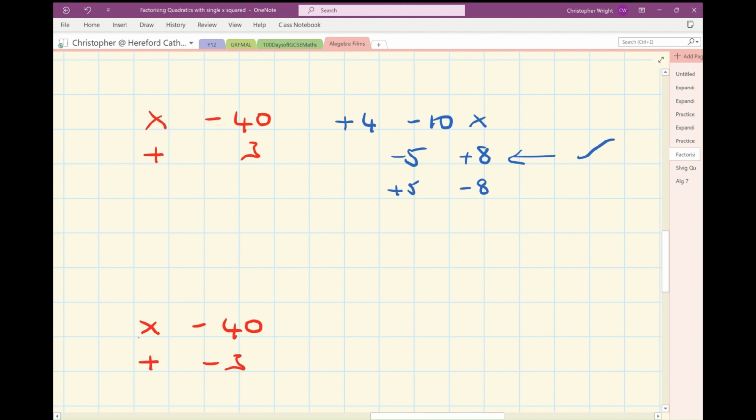Let's have a look at this one. I'm going to multiply to minus 40. So again, one of them's positive, one of them's negative, but this time they have to add to minus 3.